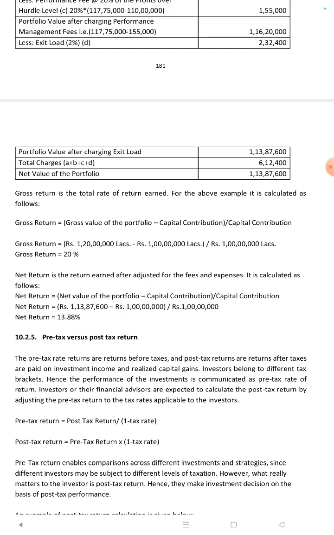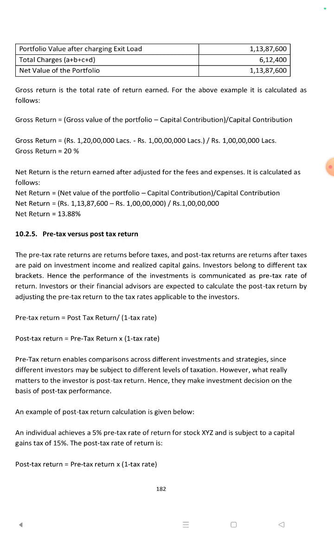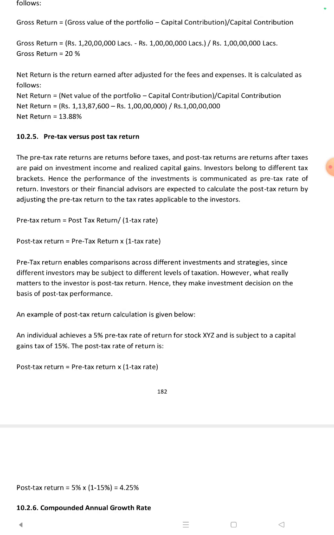Gross return is the total rate of return earned. For the above example, it is calculated as follows. Gross return is the gross value of the portfolio minus capital contribution, divided by capital contribution. Gross return is 1.2 cr minus 1 cr divided by 1 cr, which is 20%. Net return is the return earned after adjusting for the fees and expenses. It is calculated as net value of the portfolio minus capital contribution, divided by capital contribution.